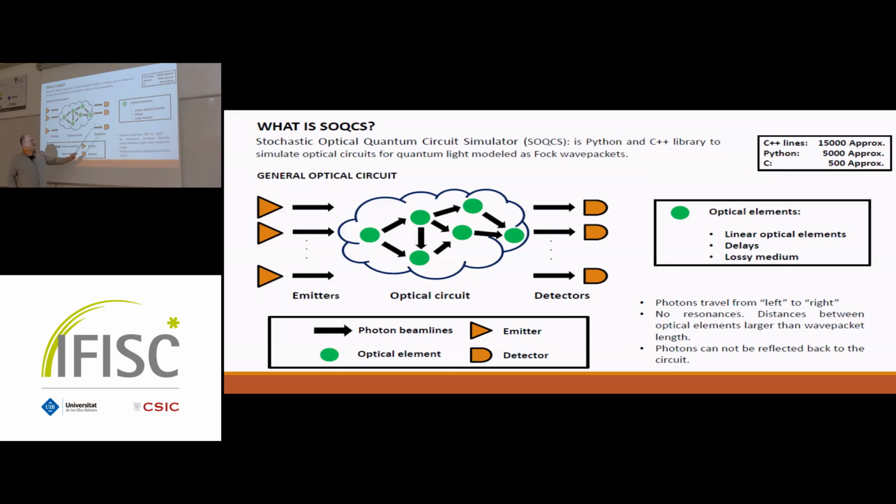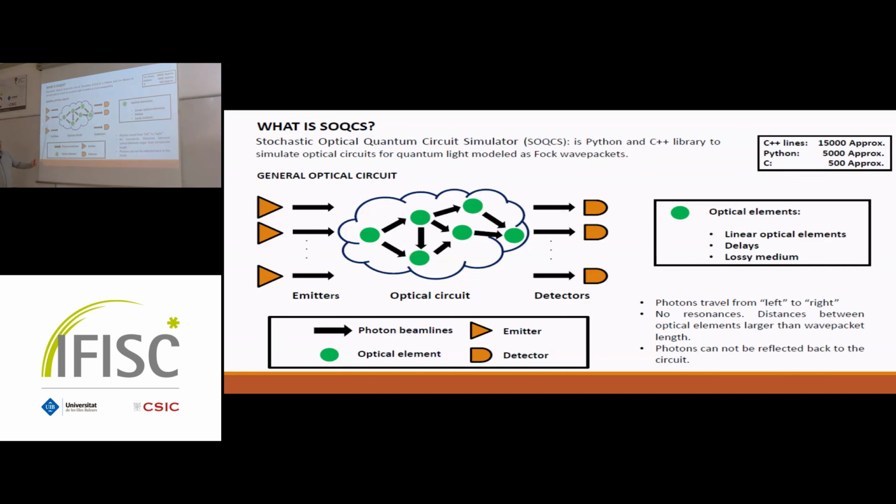We can also have delays and lossy media that cannot be represented easily by a matrix, but the library is programmed in a way that a user can declare them on the same footing, while the library has to do some things internally to manage them. And we have emitters, we have detectors, and photons travel from left to right in this plot.